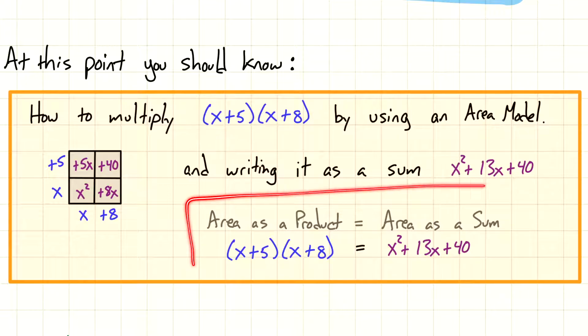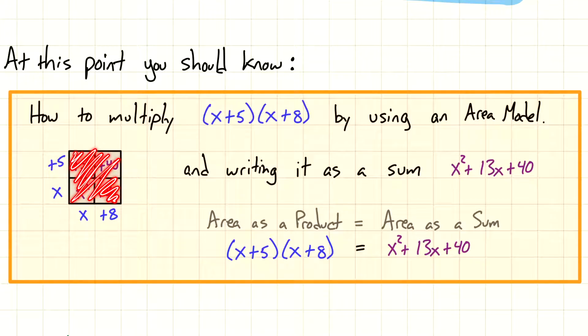So area as a product is the same thing as area as a sum. In the end, all we're talking about is area. Area is the space inside. If we want to find the area, we have a couple of options. We could either add up all the areas inside, which is our sum, or we can multiply the base and height of this rectangle, and that would also give us our area. So this is area as a product and area as a sum. These two equal each other. They're just written in a different form.